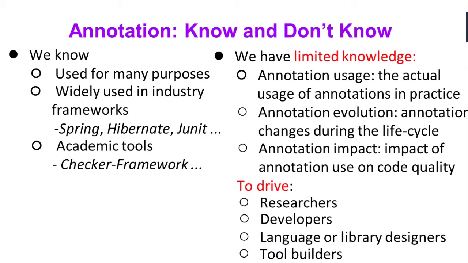However, we still have limited understanding of annotation. We know annotations are used for many different purposes, and they are widely used in industry frameworks and academic tools, but we have limited knowledge about annotation usage, that is, the actual usage of annotations in practice. Annotation evolution, that is, how annotations are changed during the software life cycle. Annotation impact, that is, the impact of using annotations on code quality. This knowledge is essential for researchers, developers, language or library designers, and tool builders involved in Java annotation engineering.